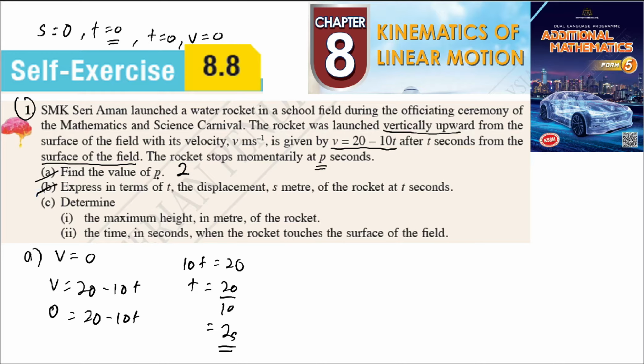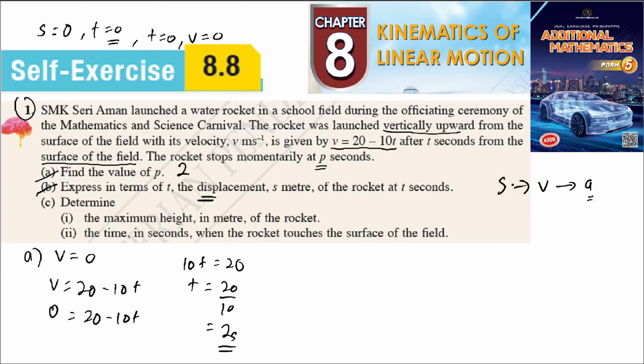Part B, express in terms of T the displacement in meters of the rocket in T seconds. Before that, for this chapter, the most important thing you need to remember is how to convert between displacement, velocity, and acceleration. In order to get A, you must have V. In order to get S, you must have V. So if the question asks you to get A and S is given, you have to calculate V first before you can calculate A.